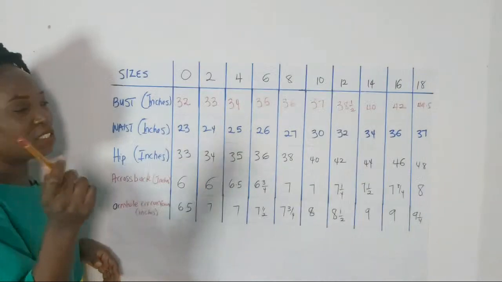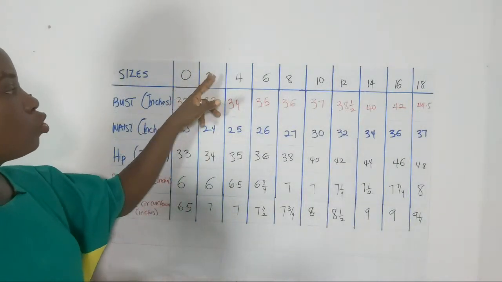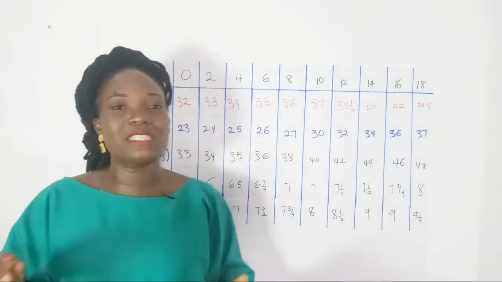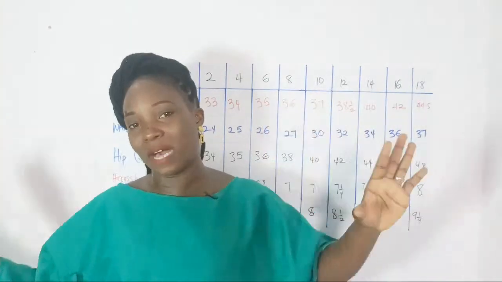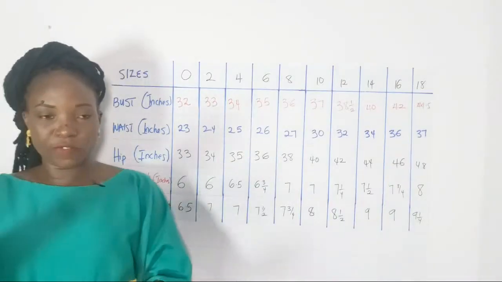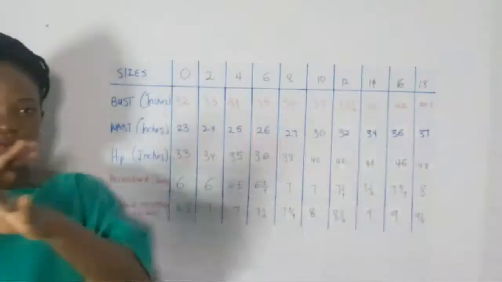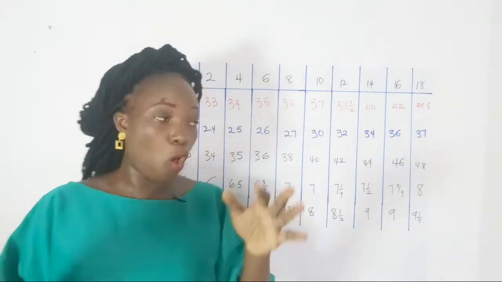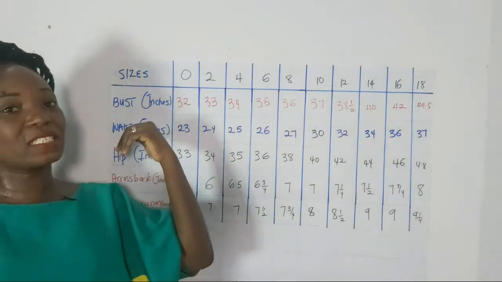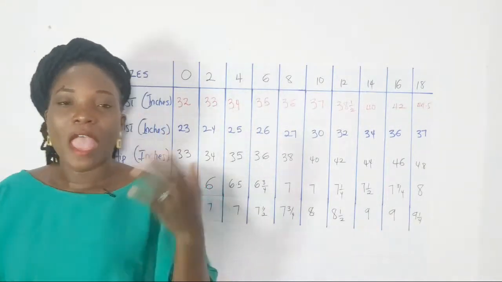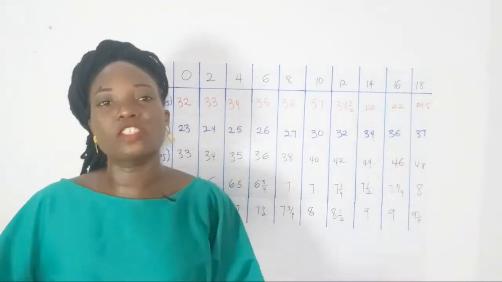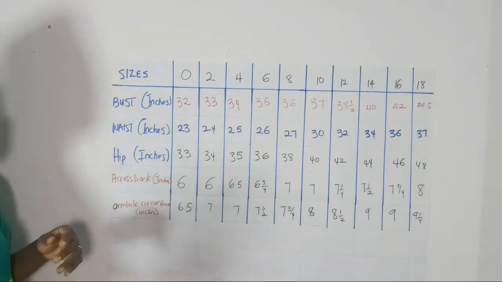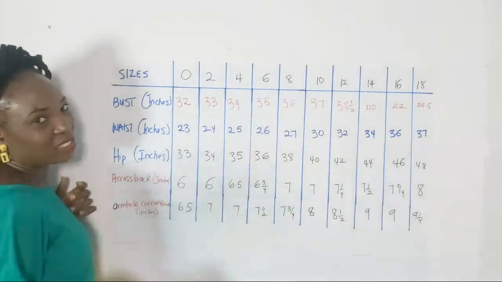Then you have different sizes. You can have size 0, 2, 4, 6, 8, 10, 12, 14, 16, 18, and so on. Sizes are always in even numbers. There is nothing like size 1 or size 3 or size 5. Or you can have small, medium, large, extra large. Some people have their size charts like that. So those are the things you're going to consider: the measurements and, of course, the sizes.